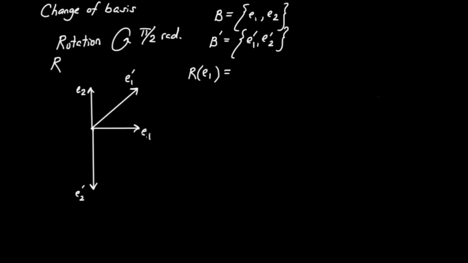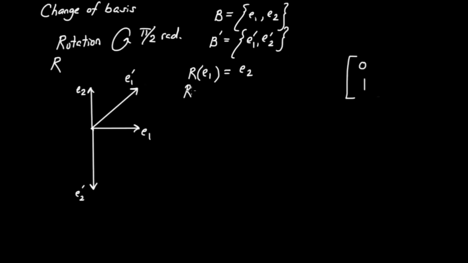We see that E1 is going to be rotated 90 degrees, and it's going to go up to that vector there, which is E2. What are the components? What is the linear combination in this basis? Well, it's 0 times E1 plus 1 times E2. So in the basis B, we know that the first column is going to be 0, 1.